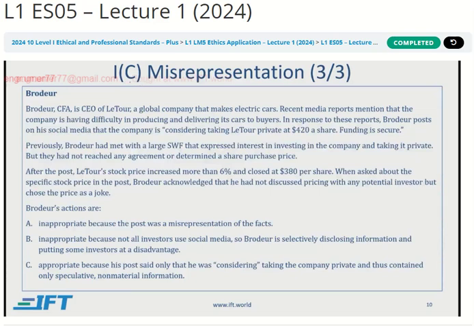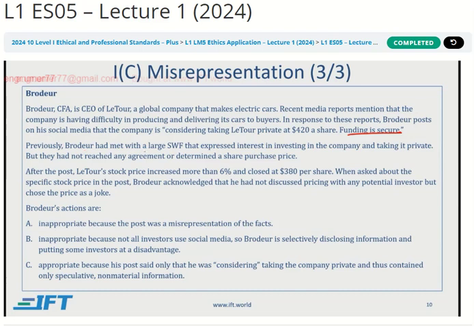This case is also related to 1C, misrepresentation. Bordeaux is CEO of Latour, a global company that makes electric cars. Recent media reports mention that the company is having difficulty in producing and delivering its cars to buyers. In response to these reports, Bordeaux posts on his social media that the company is considering taking Latour private at $420 a share. Funding is secure.